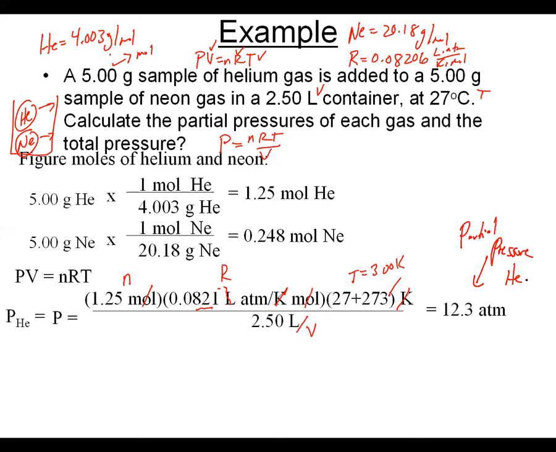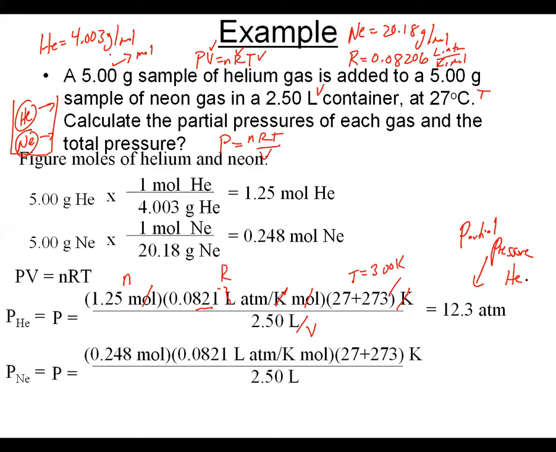For our other gas, we're essentially going to be doing the exact same calculation. Really, the only thing that's going to change is we're going to use the moles of neon instead of the moles of helium. And if we put that in, again, we have our n, which in this case is 0.248 for our neon, our R, which is our constant, our temperature, again still 300 Kelvin since they're sitting in the same container, and our volume also 2.5 liters because they're sitting in the same container. And if we do that for neon, put in all those numbers, we will get 2.44 atmospheres.